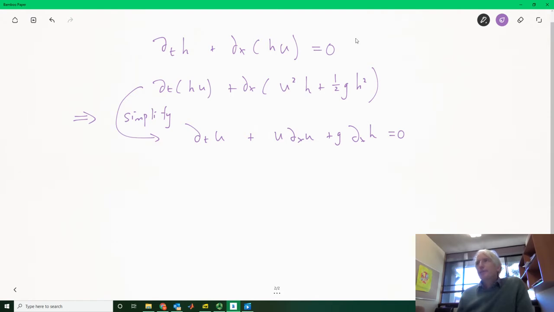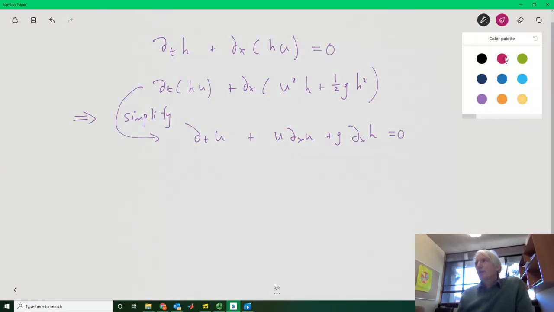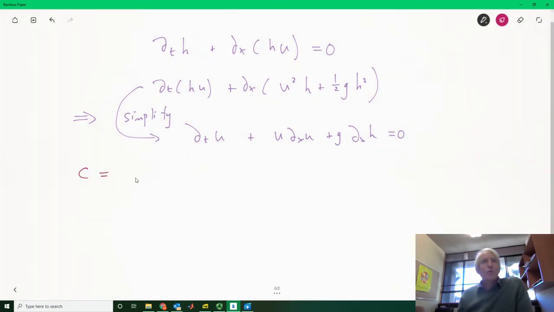There's a bit of a process here, and again I'm not going to go through all the details of it, but we introduce, this is going to become super important, this c, which is the square root of gh, and it's the linear speed. Then you can work through this and derive the system of equations. It's not super important at the moment that you do this, but you end up with the system of equations here.